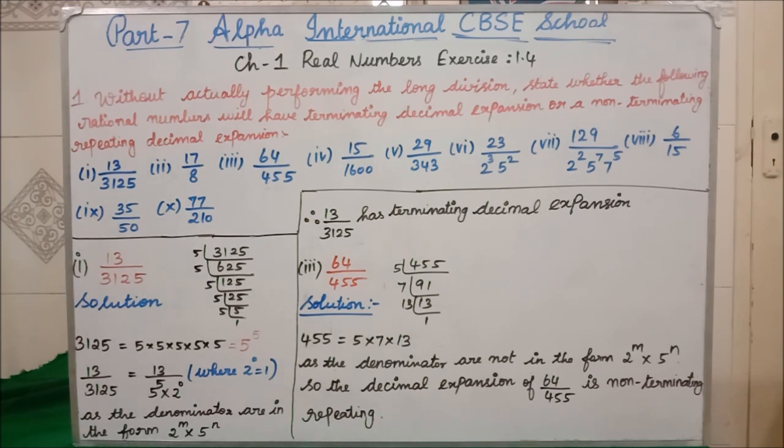The difference between the first question and the third question: when the denominator can be written as 2 power m into 5 power n, the decimal is terminating. If you are not able to write it in the form 2 power m into 5 power n, it is non-terminating repeating. Clear all of you? That's the difference between the first sum and the third sum.